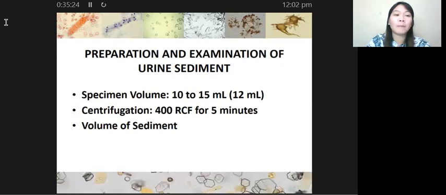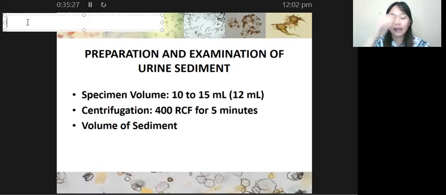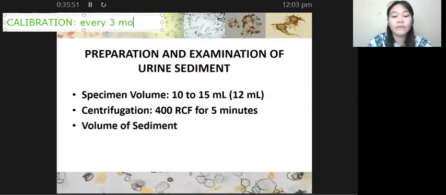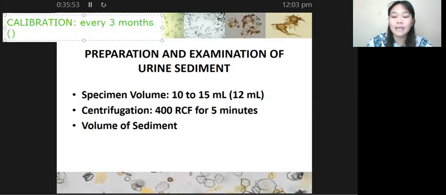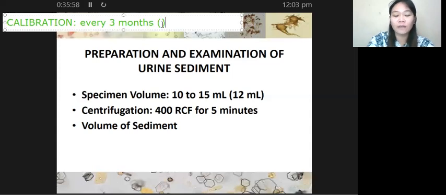So dahil pinag-uusapan na natin ang centrifugation, okay? So balikan lang po natin ang ating quality control for our centrifuge in the laboratory. So again, calibration. Okay? So sorry. Calibration. Ayan. Calibration of our centrifuge. Ano na ulit? Okay, very good. We have every 3 months or in other references, sabi nila, quarterly. So, kahit ano naman ang gamit mo dyan, every 3 months or quarterly, parehas lang po yan.